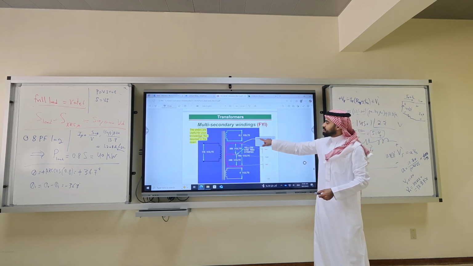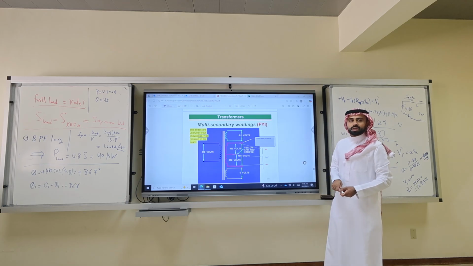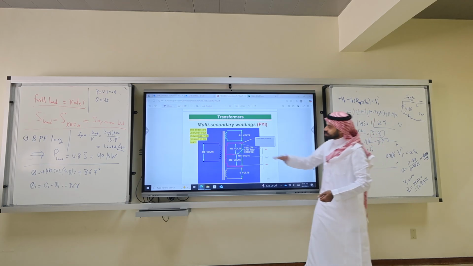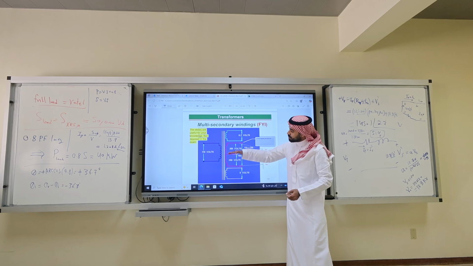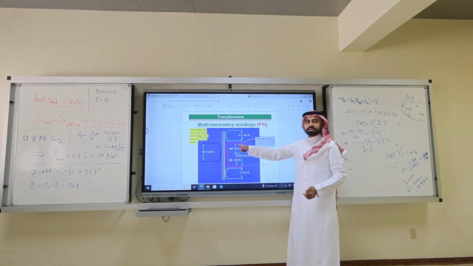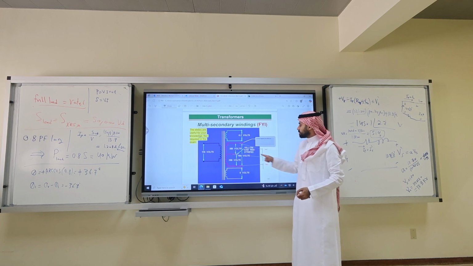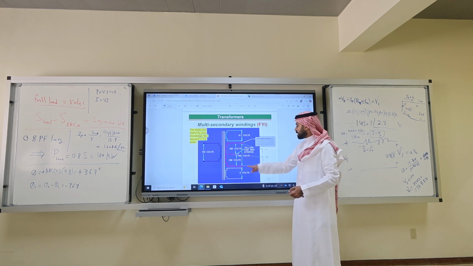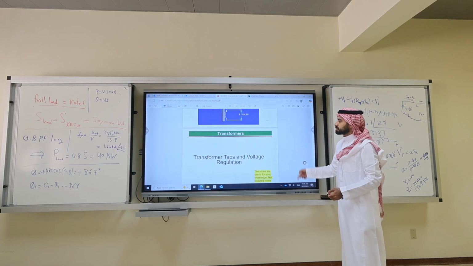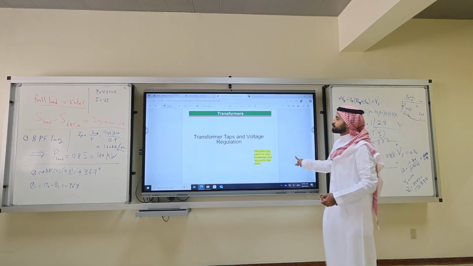Here they call this a center tap transformer. Center tap transformer means the tap is at the center of this coil. This is hot. Remember, red is hot. Cold. Hot. Is this hot or cold?